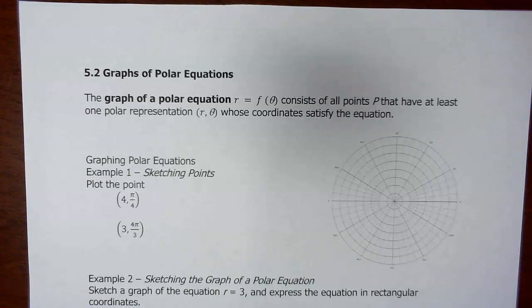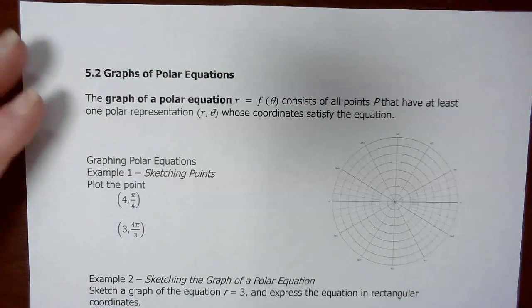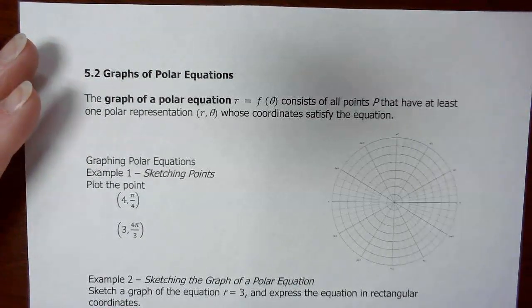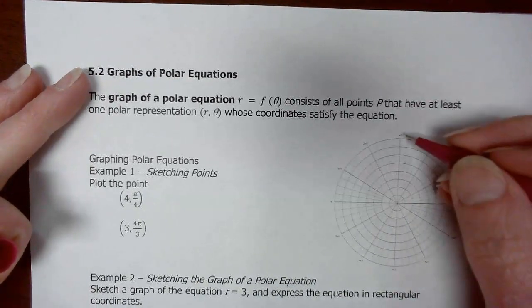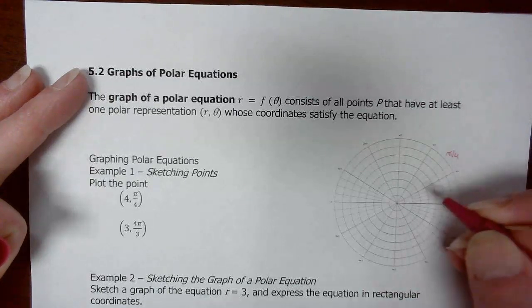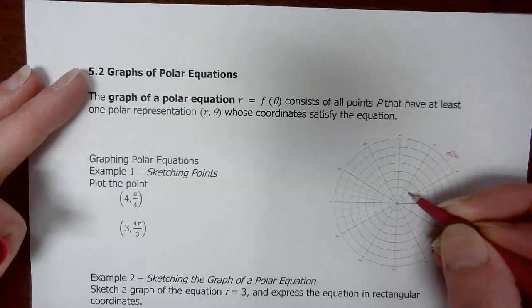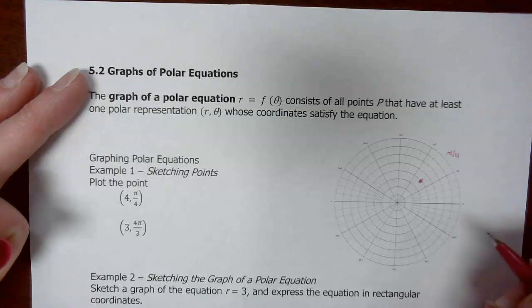In the last lesson, we graphed polar points and we converted equations. So if I had the point 4 comma pi over 4, well, let's see, there's 90 degrees, so pi over 4 would be halfway. This would be pi over 4. So if it's going out 4 steps, 1, 2, 3, 4, here it is. 3 comma 4 pi over 3.